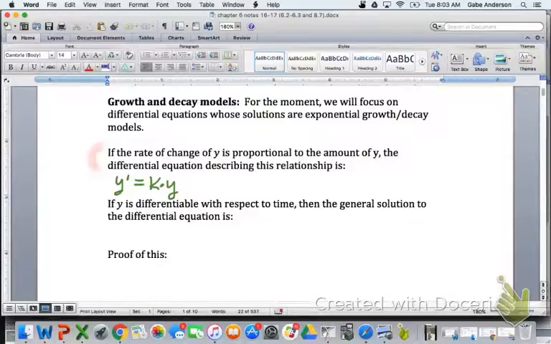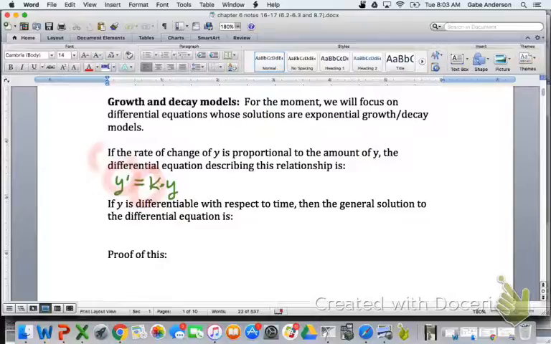Let's talk about why that is. It's saying that the rate of change, so rate of change would be y prime, is proportional to the amount of y. So proportional means equals y times some constant of proportionality, and that's what that k is. The k is describing how fast this quantity of y, whatever it happens to be, is either growing or decaying. So if k is really large, it's going to be growing fast. If k is a really large negative number, then it would be decaying very quickly. If k is maybe just a fraction, then it would be either growing or decaying slowly.